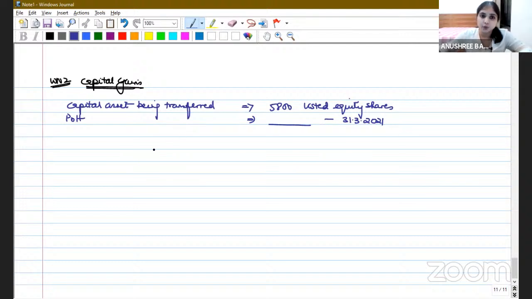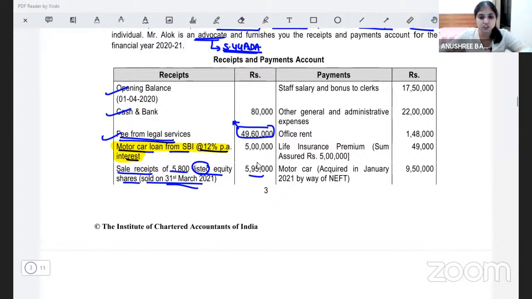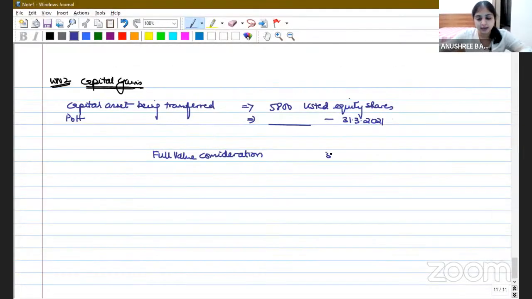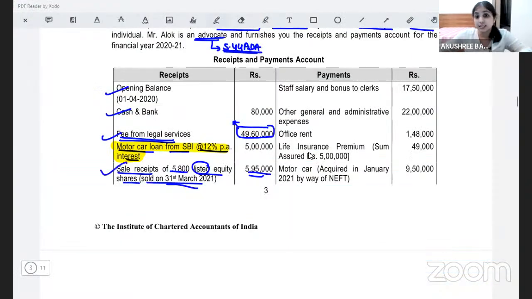Now, how do we compute capital gains? We start with the full value consideration. And for the full value consideration, they have already given us the sale receipt. By selling these shares, we got 5,95,000. So the sale receipt, the full value consideration from the sale of these shares, is 5,95,000. Okay. Now let us see the other information on the payment side.